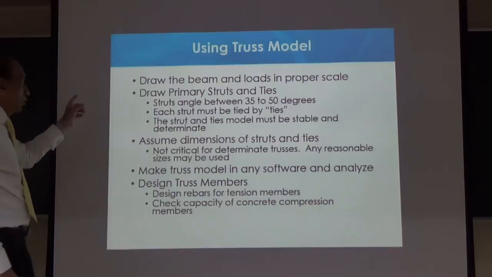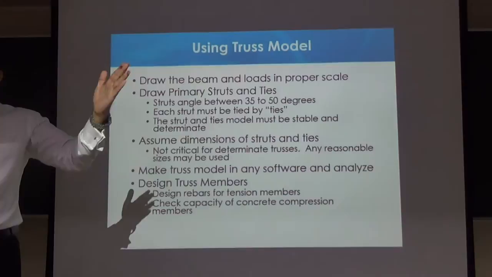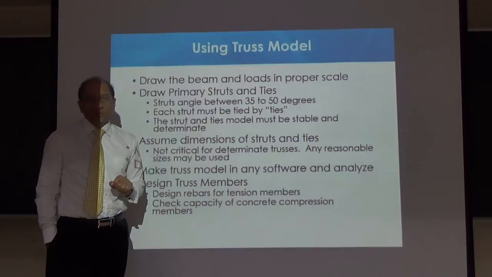Number one, draw the beam and loads in proper scale. This one is geometry. So you cannot just draw a beam like a center line. The beam must be drawn in its actual size. Columns must be drawn in actual size. Everything must be drawn to scale on a drawing, because this is not a centerline thing, this is geometry. So geometry must be correctly drawn in proper scale to get the right feeling of how it's going to work. This is a physical phenomenon. So looking at it physically is very important.